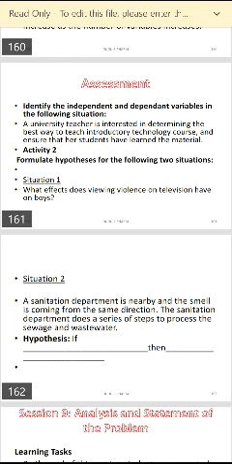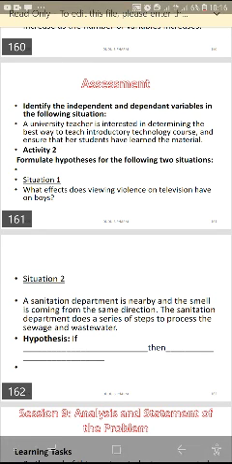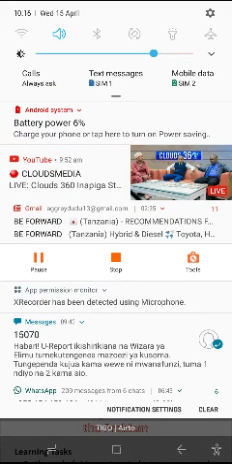This is the first session, where we saw how to formulate a problem statement and how to extract or write a hypothesis from the problem statement. Hope you all understand this. Let's go through and see.